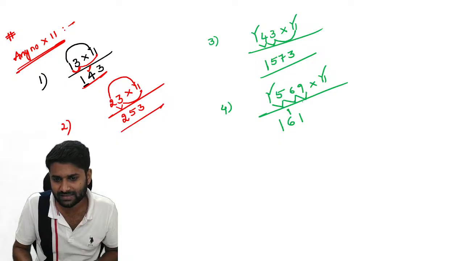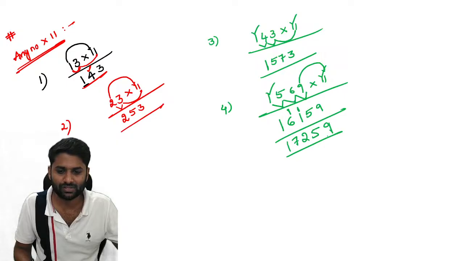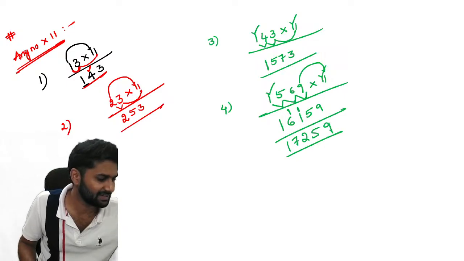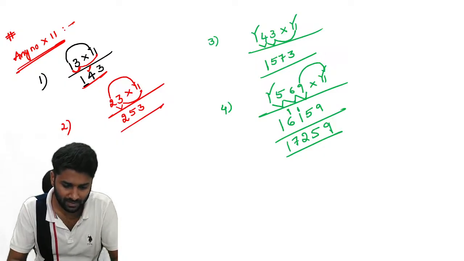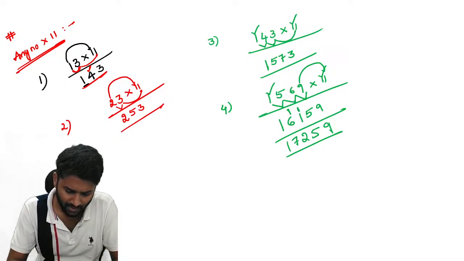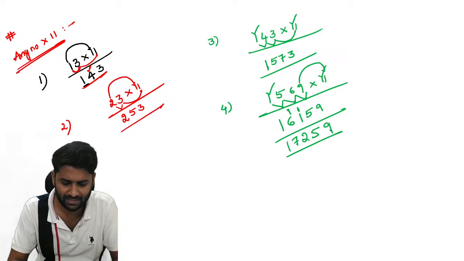In the same way, 6 plus 9 is 15. Means write down 5 and 1 is carried over. And finally, 9 is multiplied with 1 is 9. Then the answer 9, 5, 2, 6 plus 1 is 7. So the answer 17,259 is the correct answer. So is it clear? You can multiply any number with 11. This is applicable, guys.